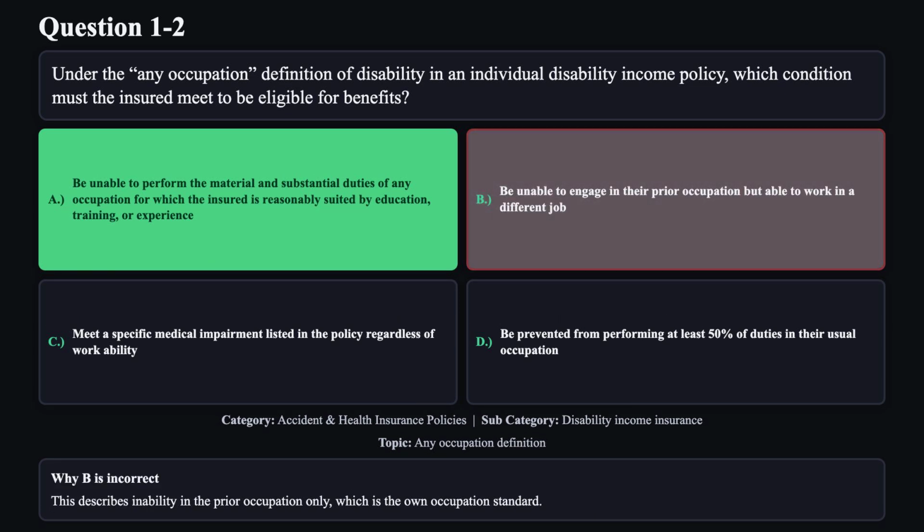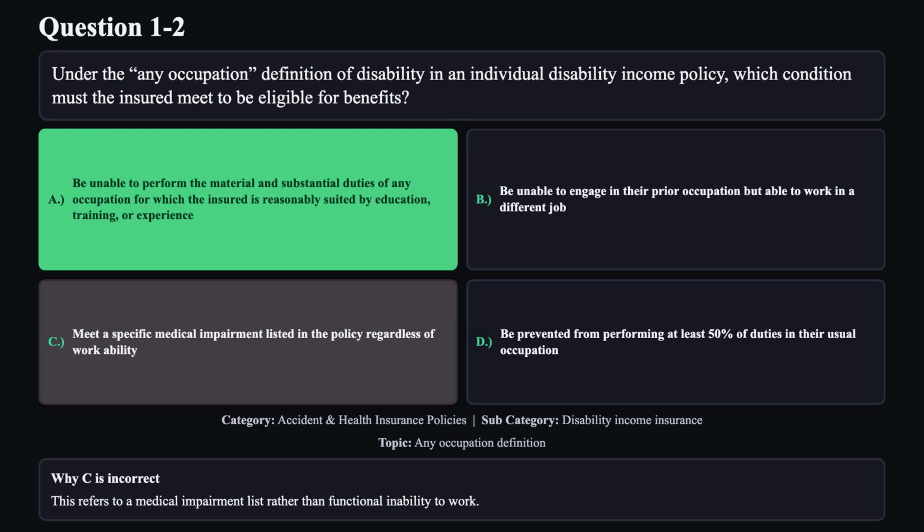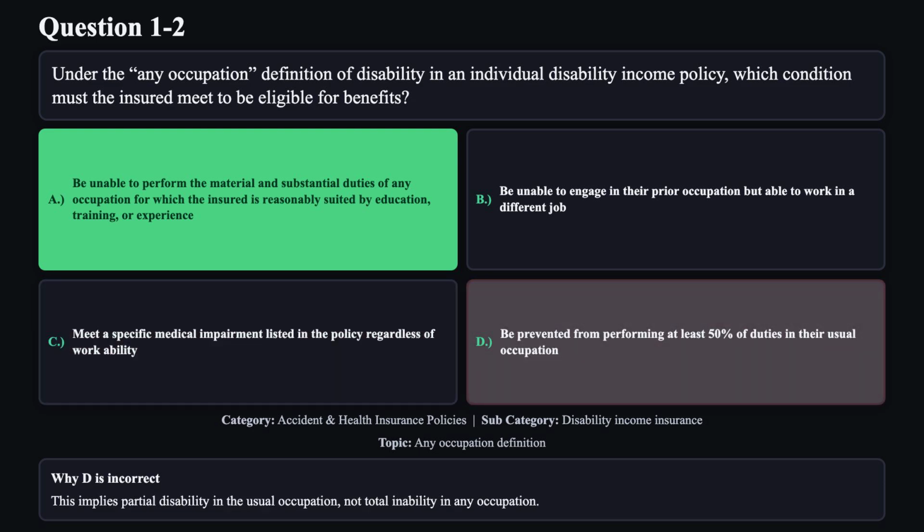Reason B is not correct. This describes inability in the prior occupation only, which is the own occupation standard. Reason C is not correct. This refers to a medical impairment list rather than functional inability to work. Reason D is not correct. This implies partial disability in the usual occupation, not total inability in any occupation.